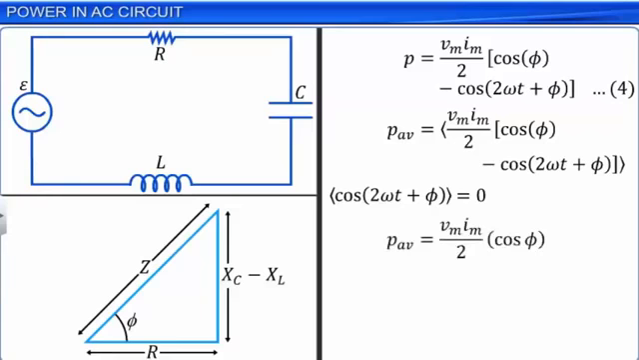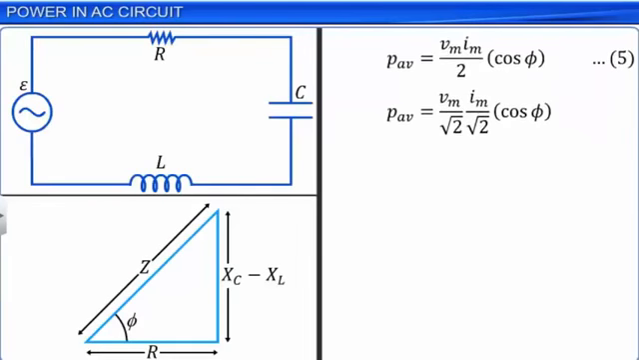The same expression can be written as Vm by root 2 into Im by root 2 into cos phi. We know that RMS values of the AC voltage and the current are given as Vrms is equal to Vm by root 2 and Irms is equal to Im by root 2. Thus, average power dissipated, PAV, is equal to Vrms Irms cos phi. Let this be equation 6.